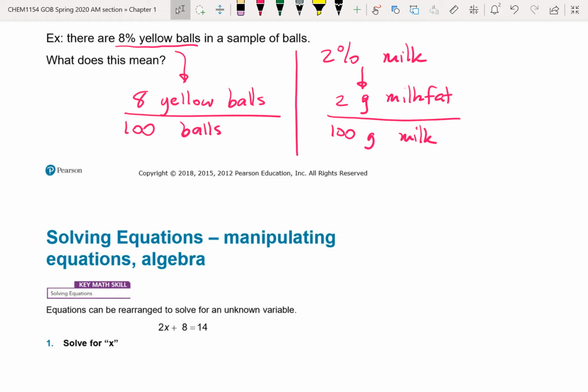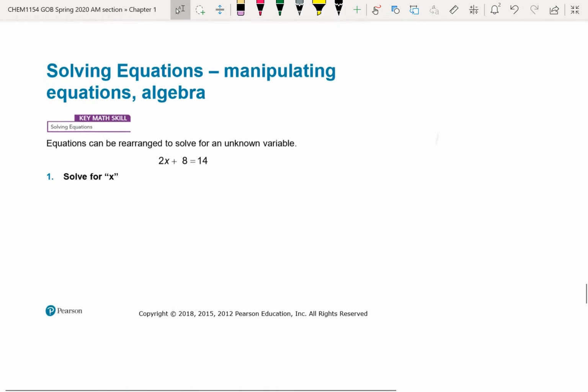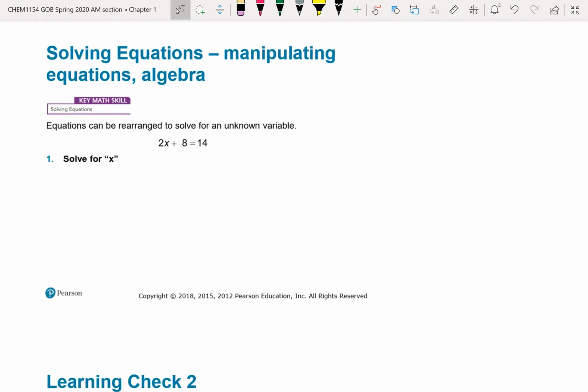All right, questions on percentages? Like I said, we're going to see this again in a lot more detail when we get to solutions, and we'll revisit the whole milk thing and some other important things that we encounter as well.